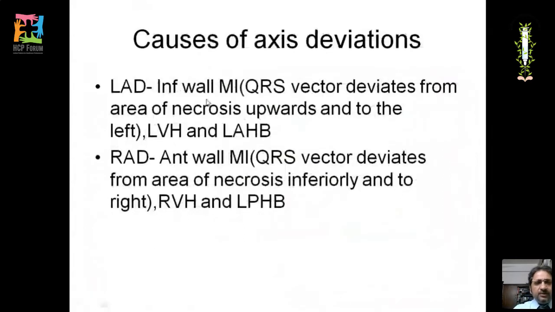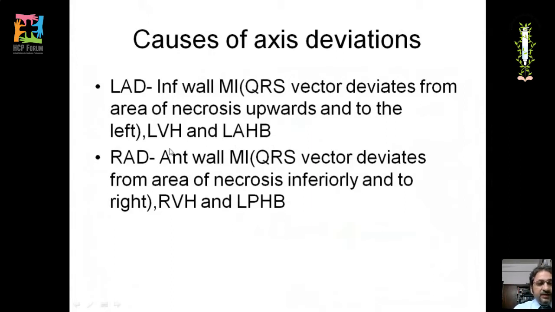Now coming to the causes of axis deviation. Left axis deviation is due to inferior wall myocardial infarction. Why does it happen? Because the QRS vector will be deviated from the area of the necrosis upward and towards the left side. Therefore, in inferior wall MI, we get a left axis deviation. Other causes are left ventricular hypertrophy and left anterior hemiblock.